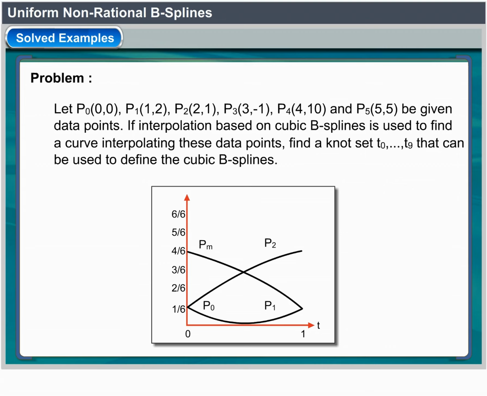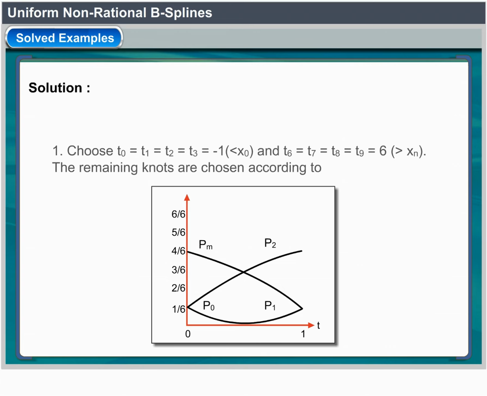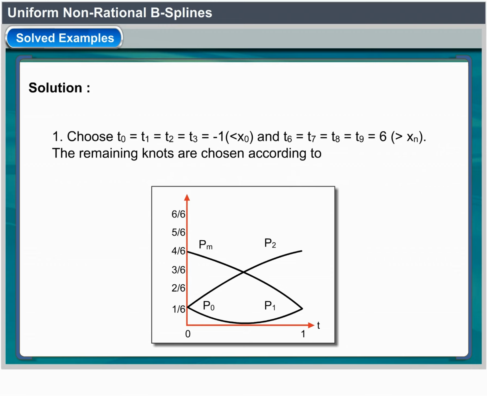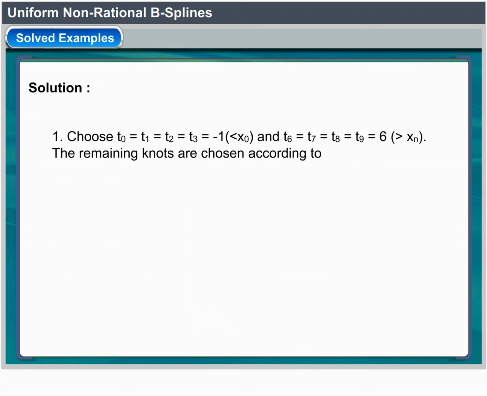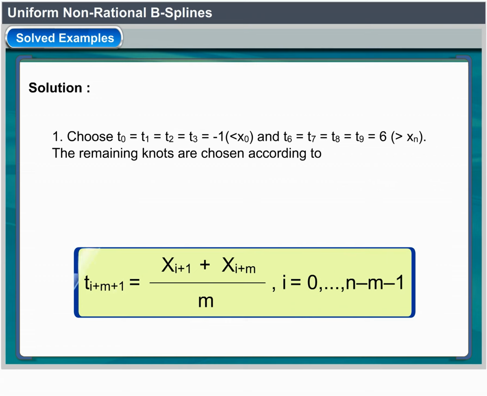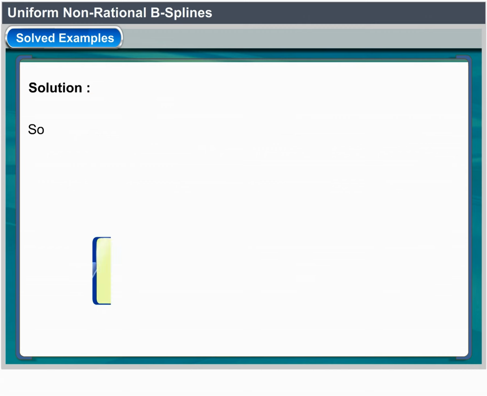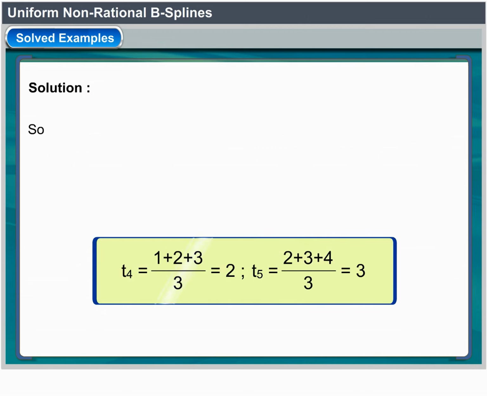Solution. Choose T0 equals T1 equals T2 equals T3 equals -1, which is less than x_0, and T6 equals T7 equals T8 equals T9 equals 6, which is greater than x_n. The remaining knots are chosen according to the formula t_{i+m+1} equals (x_{i+1} + x_{i+2} + ... + x_{i+m})/m, for i equals 0 going up to n-m-1. So T4 equals (1+2+3)/3 equals 2. T5 equals (2+3+4)/3 equals 3.